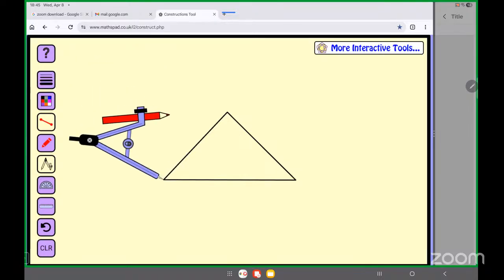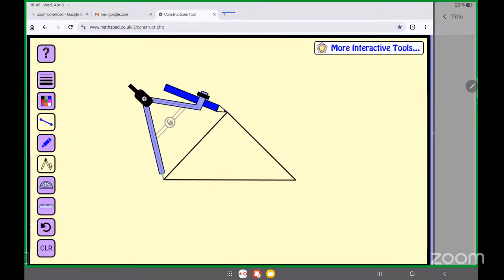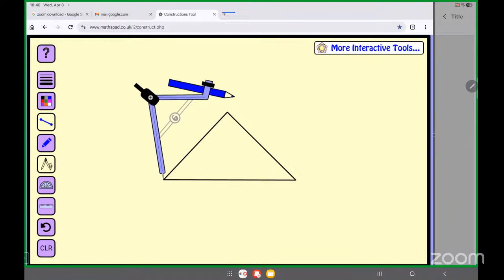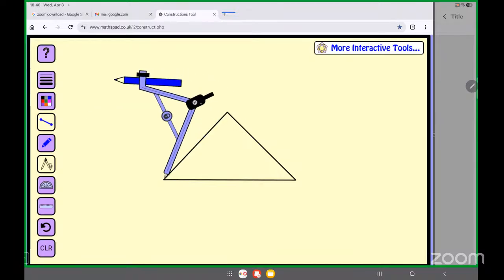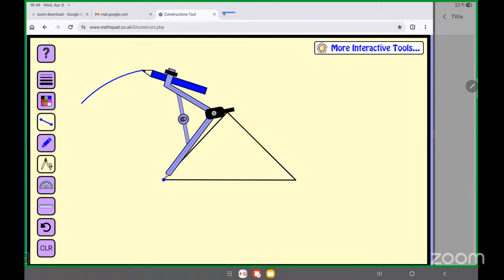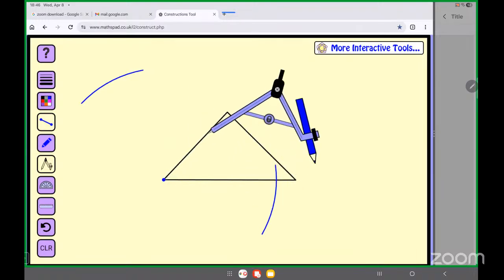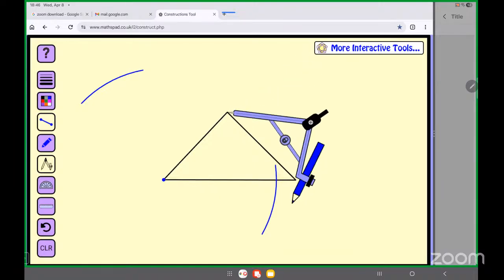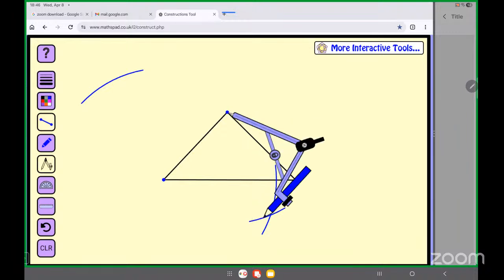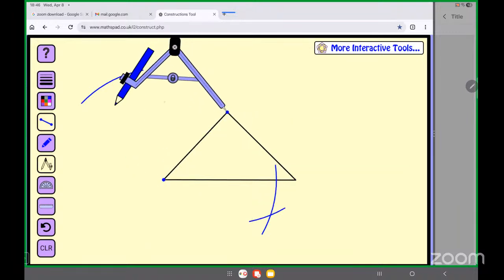So from this end, I'm going to bisect this side. You don't have to, you can make it long like so. You can make it longer than the line. And set it. All right? And then from that end, I'm going to make an arc up the top up here. And rotate over to this end, and make an arc down here. Come to the other end, make an arc down here, and up here. Cross that first arc.